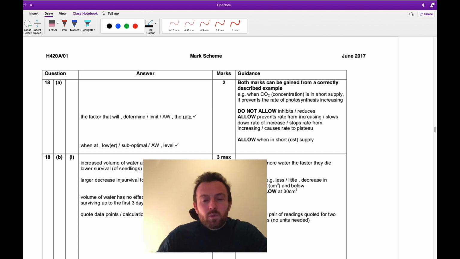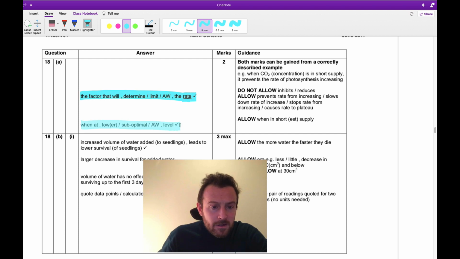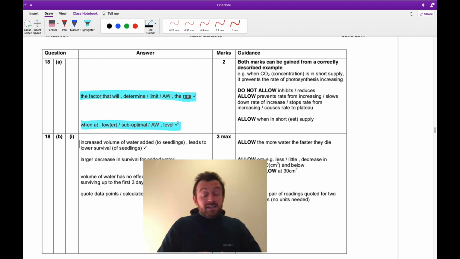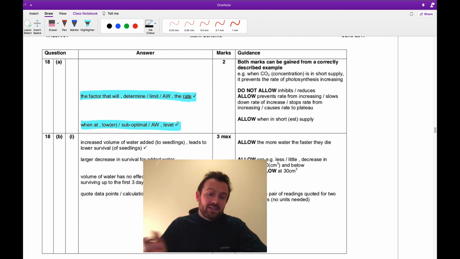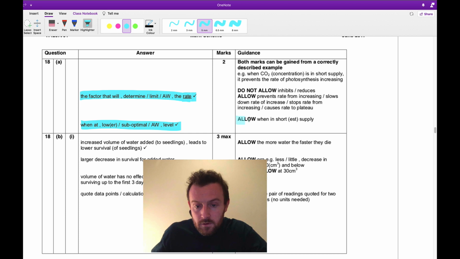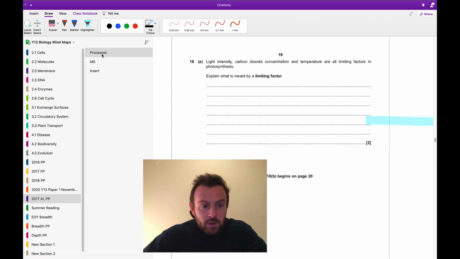Okay, so the word they're looking for is rate. This is what the examiner's looking for. It's underlined. The factor that will determine the rate of photosynthesis. Not amount, but rate. I think I would have got that. When at a lower or suboptimal level. So yeah, maybe learn this definition. So what is a limiting factor? It is a factor that will limit the rate of photosynthesis when at a suboptimal level, or when in the shortest supply. You could have got that. Moving on.